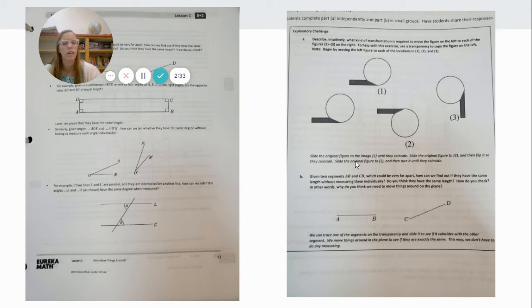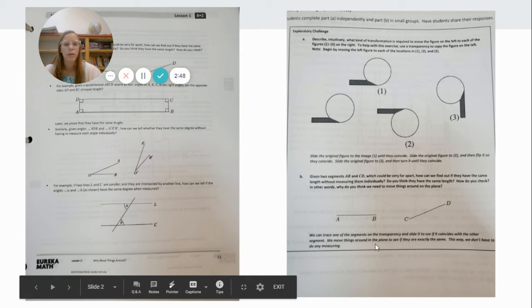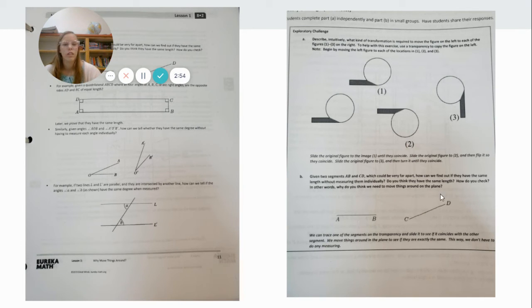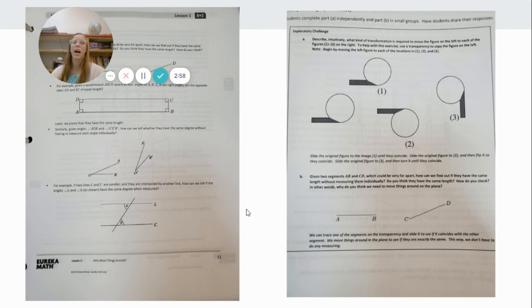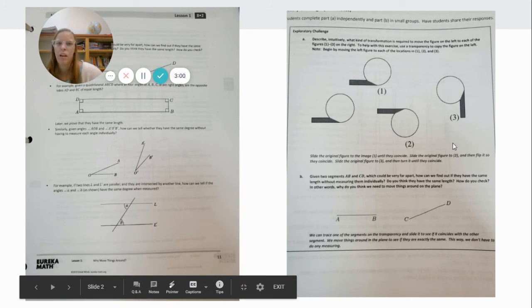So as it says down here, slide this one till they meet. This one says slide and then flip it, or flip and then slide, and then slide and then turn it. Okay, and now this one you'll see looks like the first one. So it says we can trace one of the segments and then slide it to see if it coincides with the other. So that by moving them around, you don't have to do any measuring. Okay?